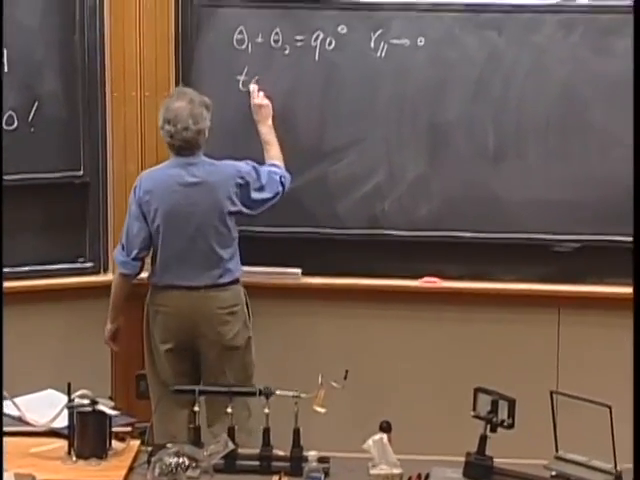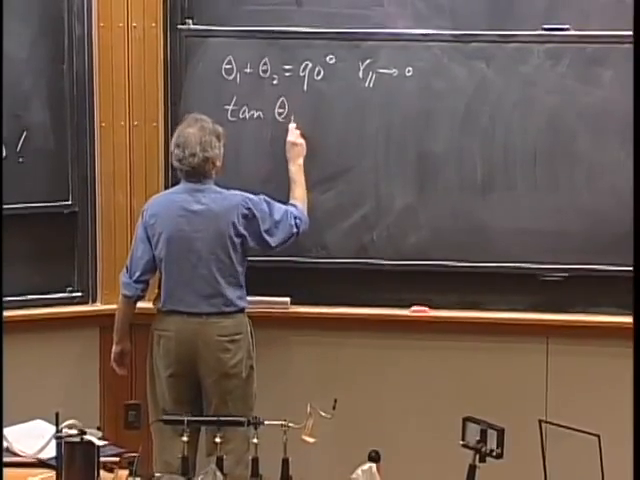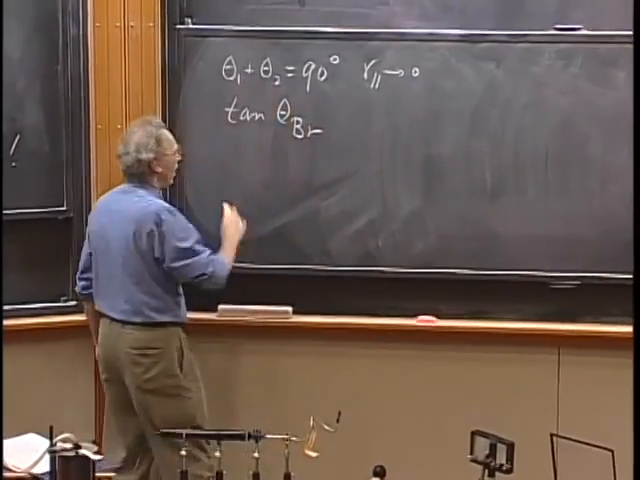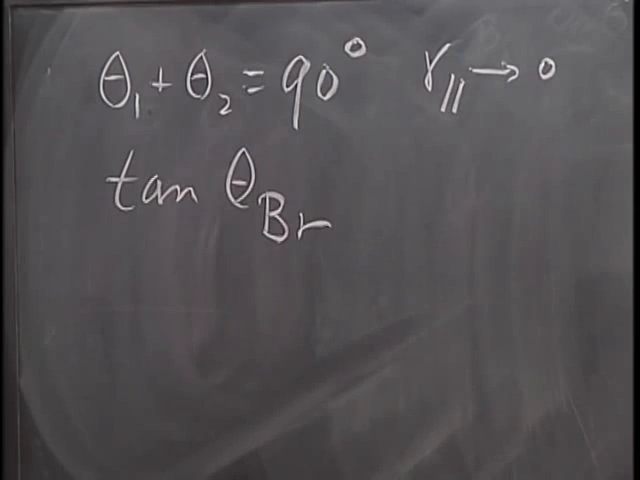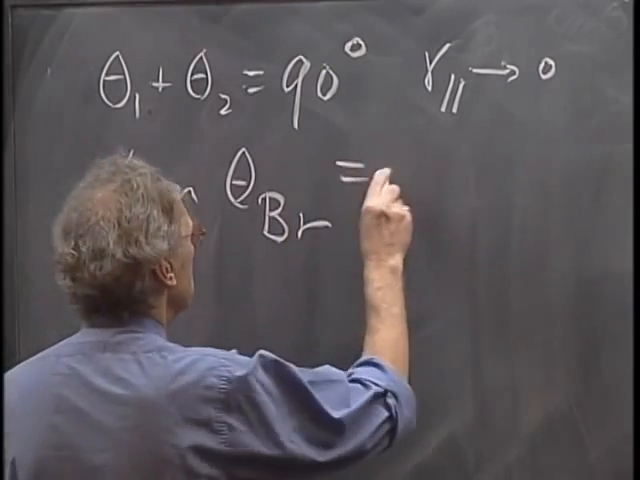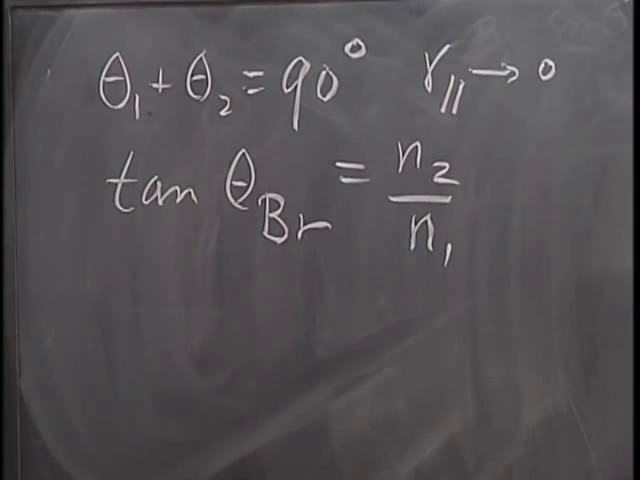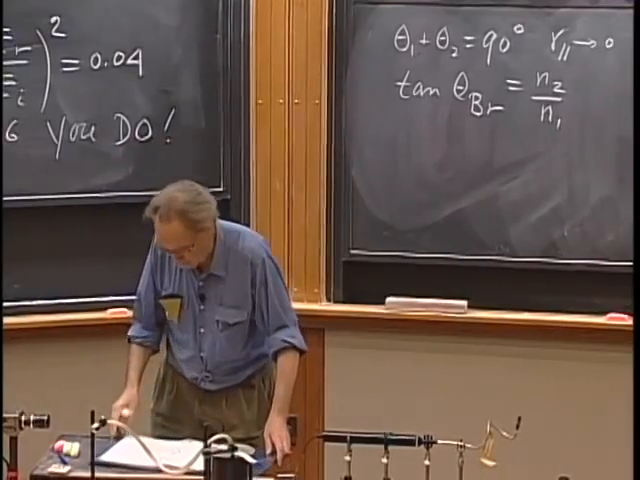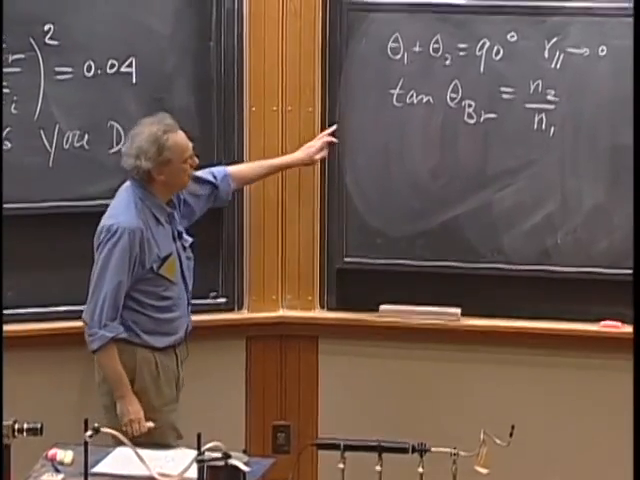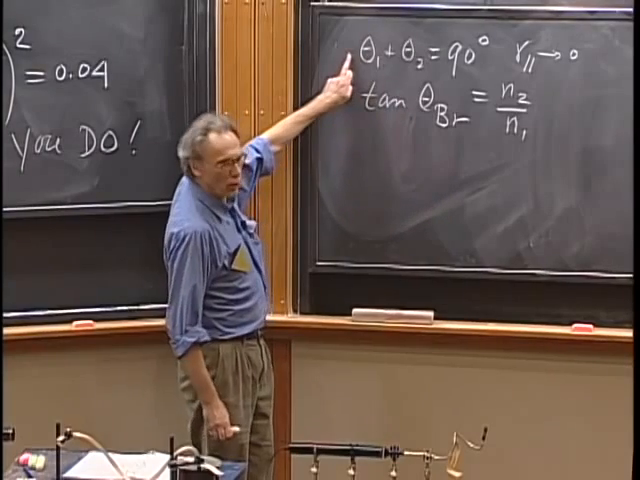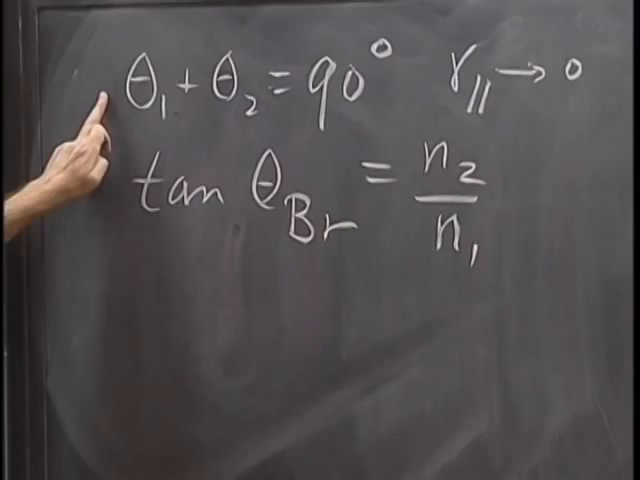And the tangent of theta Brewster, so that is theta 1, the tangent of theta Brewster is n2 divided by n1. I want to remind you, one is always where you are, and two is where you're going. And I can easily show you that this is the immediate consequence of that. I will prove it to you.